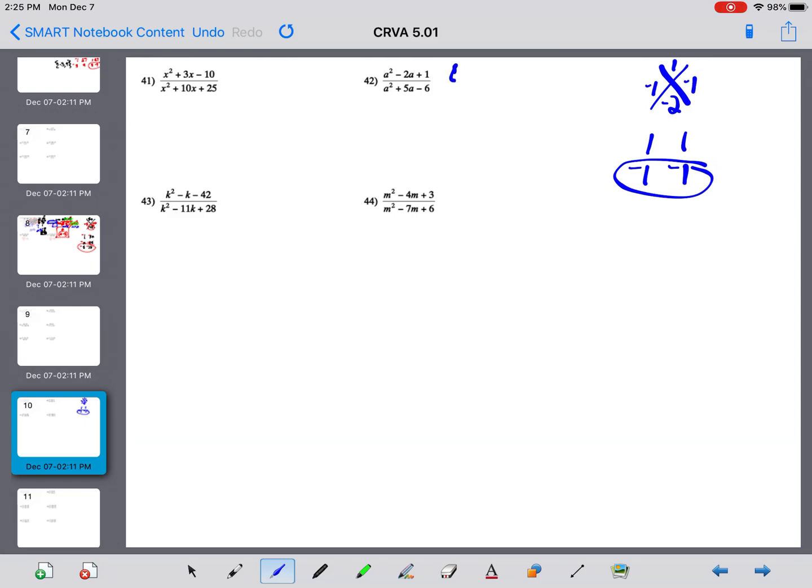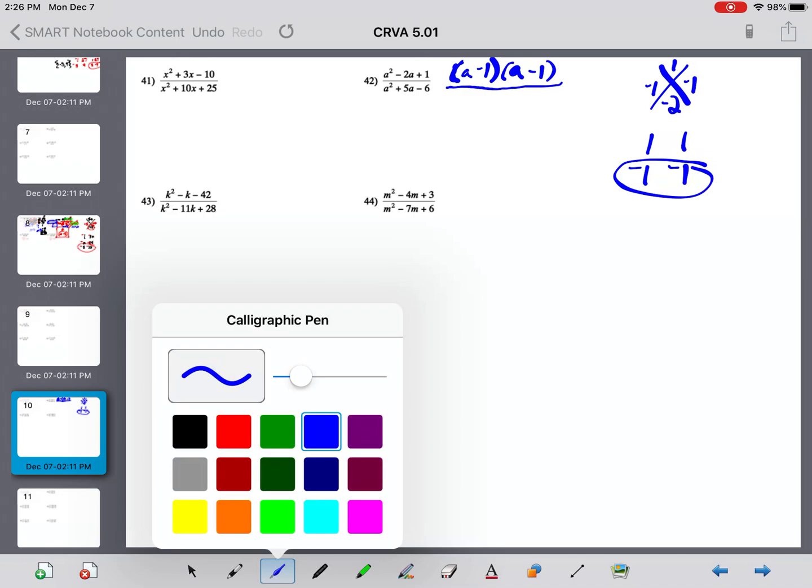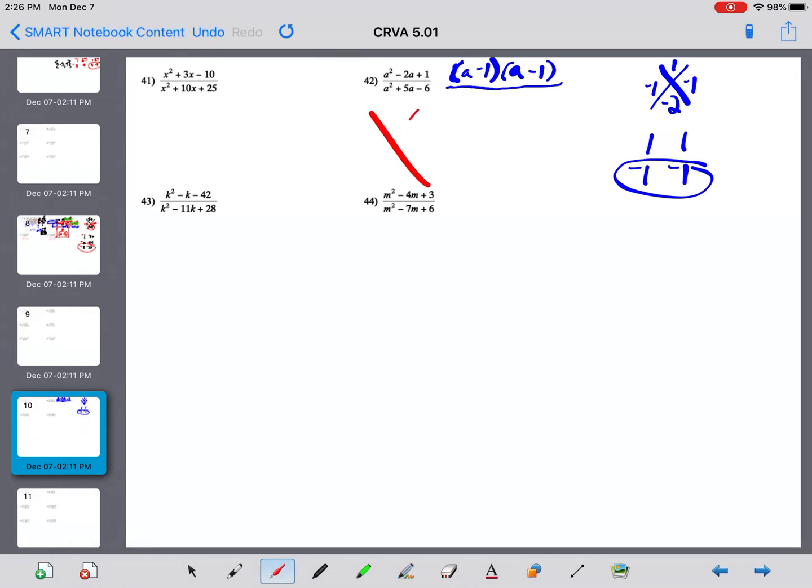So this factors to a minus 1 times a minus 1. Now I'm not going to write a minus 1 squared, which is a more concise and typically better way to write this. I want to see all the factors so I can know if there are some that I can cancel out. On the bottom, trying to multiply to negative 6 and add to 5. Again, notice our leading coefficient on these is 1. That's good. You always want that.